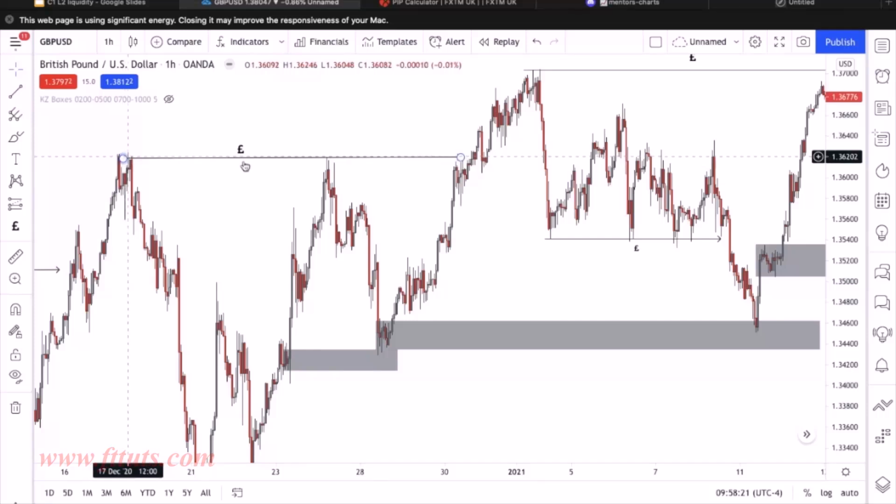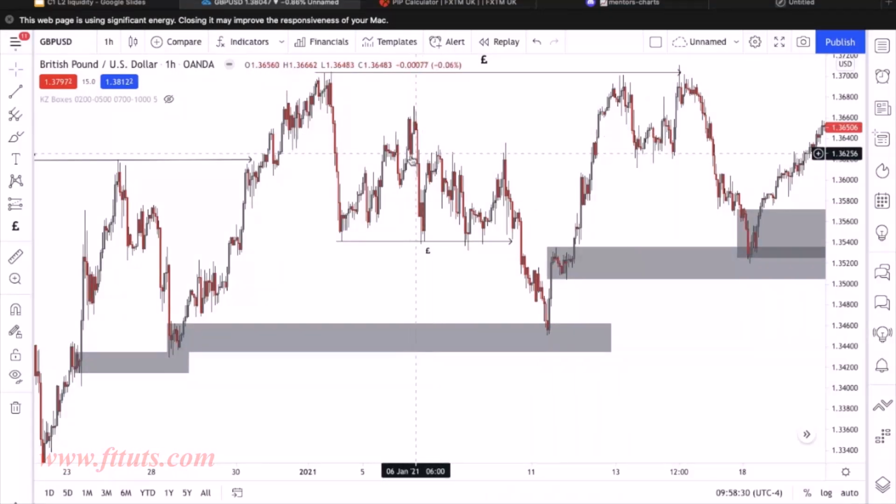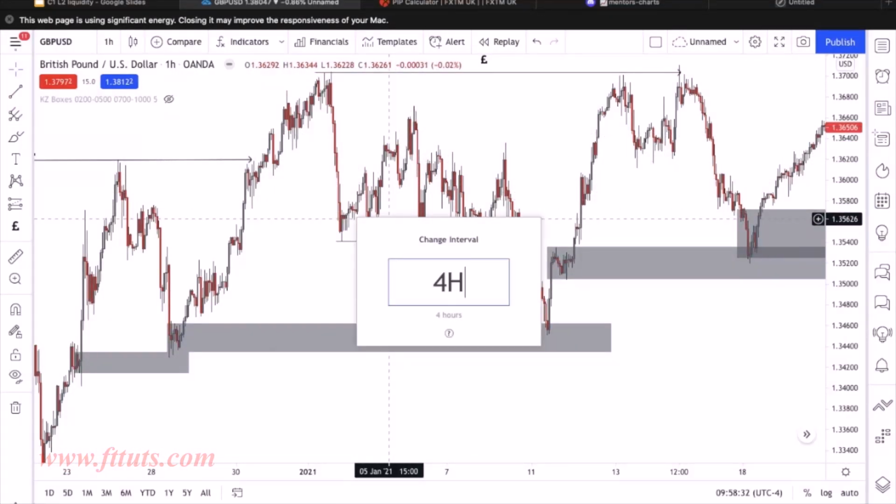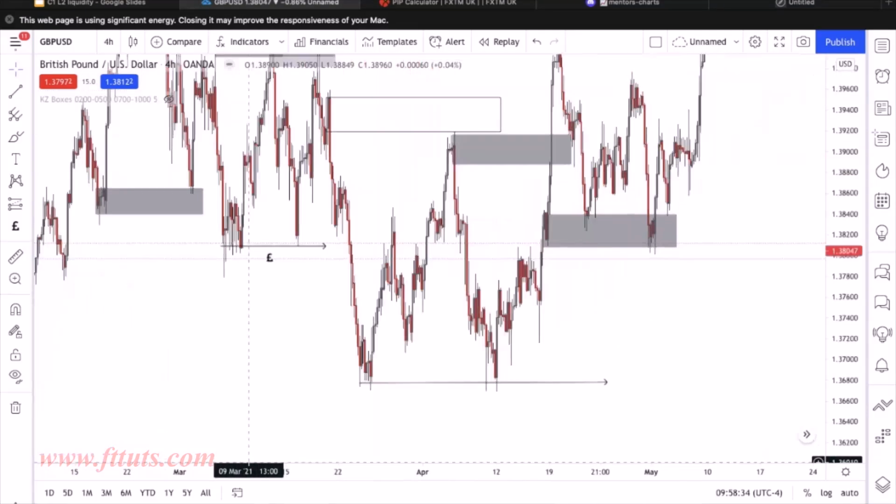Now, what happened, right? These were equal highs. Price moves in the retail trader's direction, gets them excited, and then boom, takes them out. Right over here, what happened? Now, let me go over to that 4 hour to make it clearer for you guys.